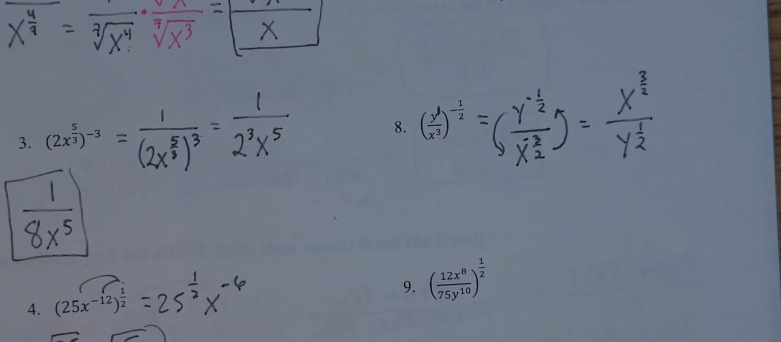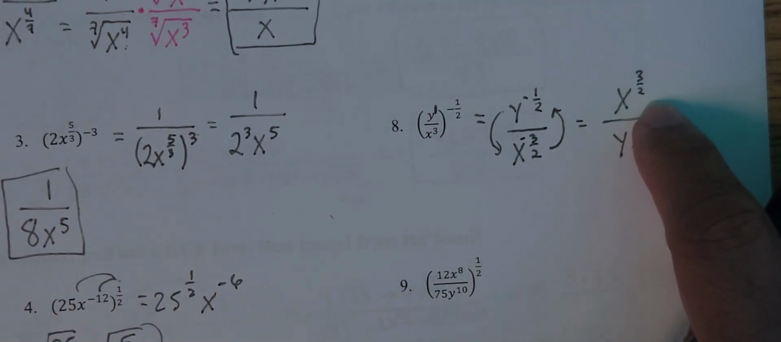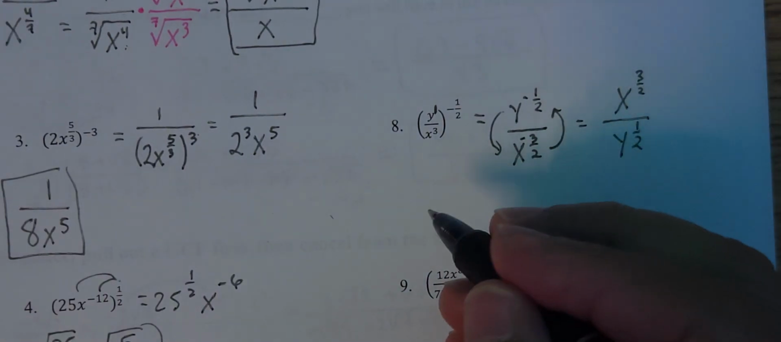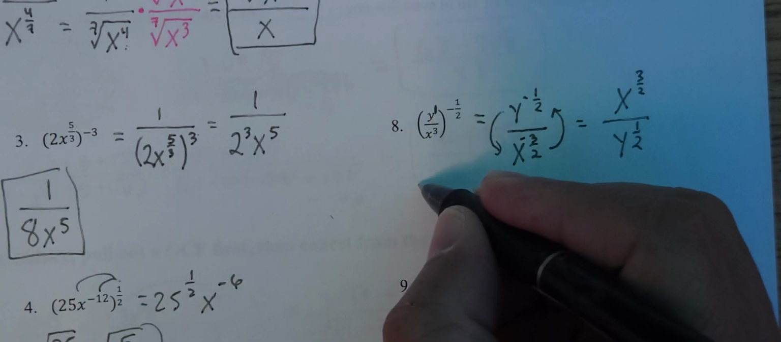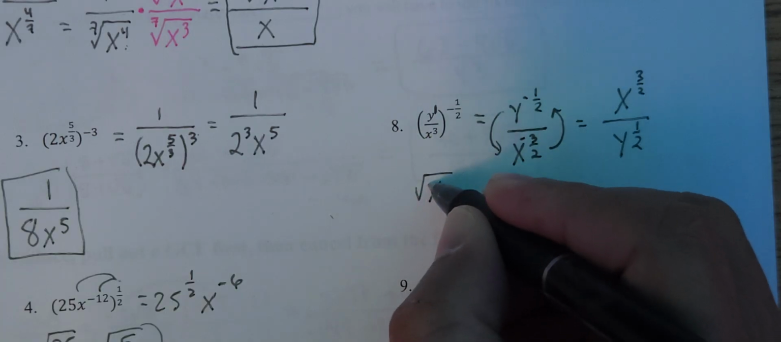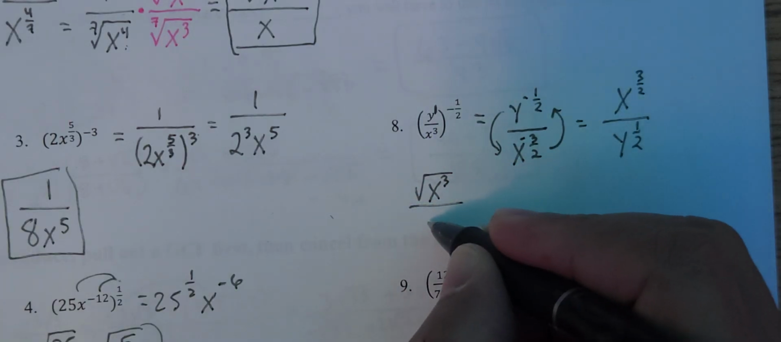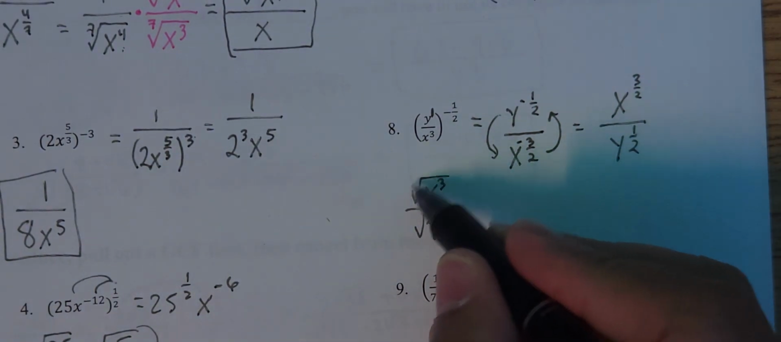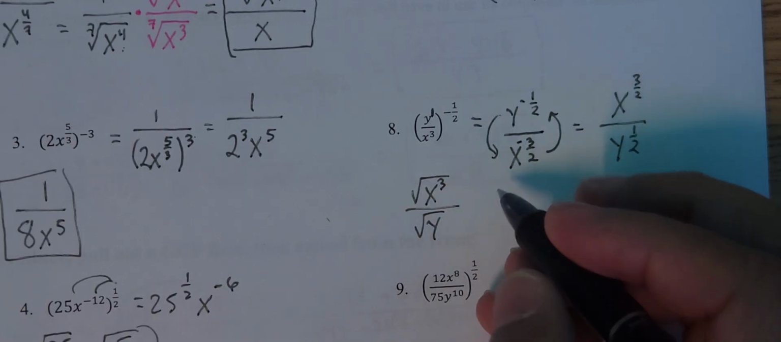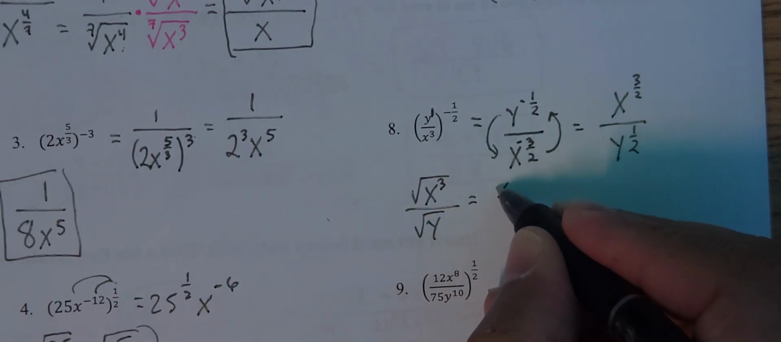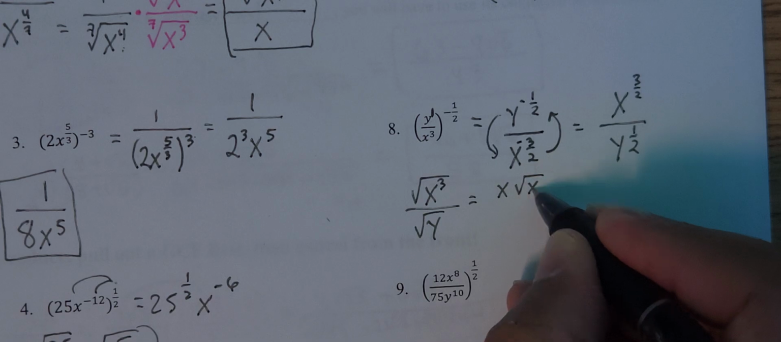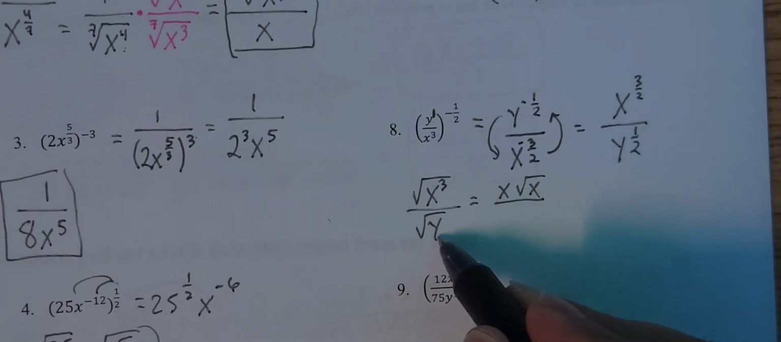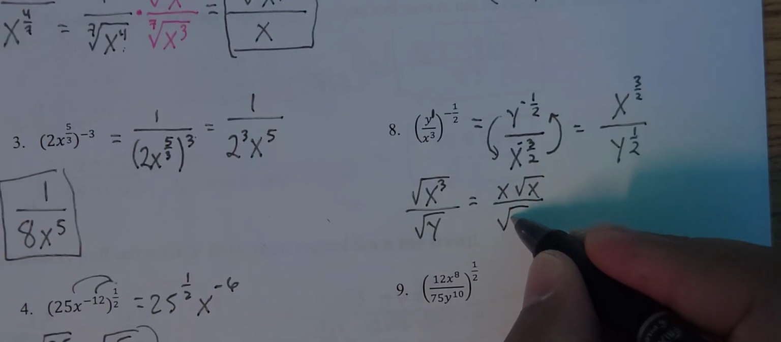Okay, so then x to the 3/2 power, that means this is the square root. So I'm going to write that down here. This is the square root of x to the 3rd over square root of y. Again, we need to be able to take one out. So this is x times the square root of x over, let's leave it like that for now, square root of y.